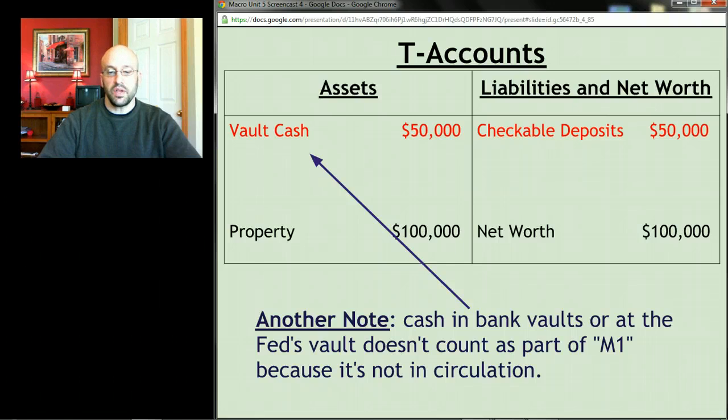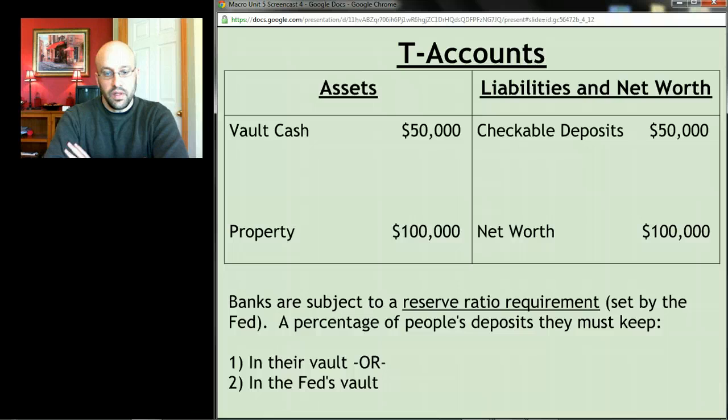Another little note, on the left-hand side, we have that $50,000 in the vault now. That vault cash isn't part of the money supply. It's not part of M1. M1 is money in circulation, and this money is now out of circulation. So you'll notice that the money supply hasn't changed, right? Because the money supply includes cash, coins, checkable deposits. And so here we have $50,000 more in checkable deposits. That's $50,000 more M1. But we have $50,000 less M1 because that money, that cash, was taken out of the system. So our M1 money supply hasn't changed at this point.